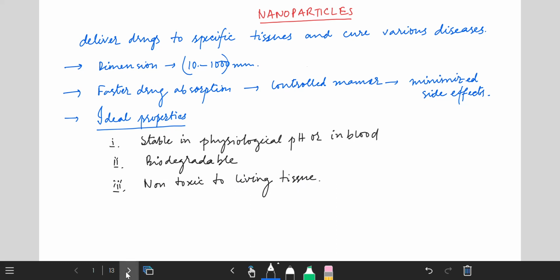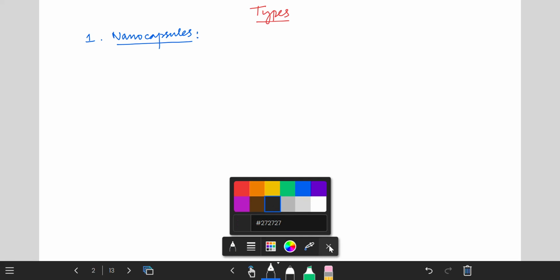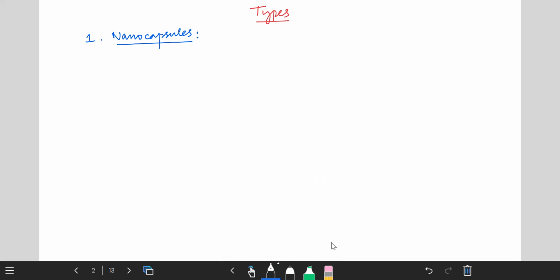Okay. Now we will understand what the types are. Nanoparticles are available in two forms. First one is nanocapsules. Nanocapsules are such a system in which the drug is present in the inner central liquid core cavity, which is surrounded by a solid polymeric shell.